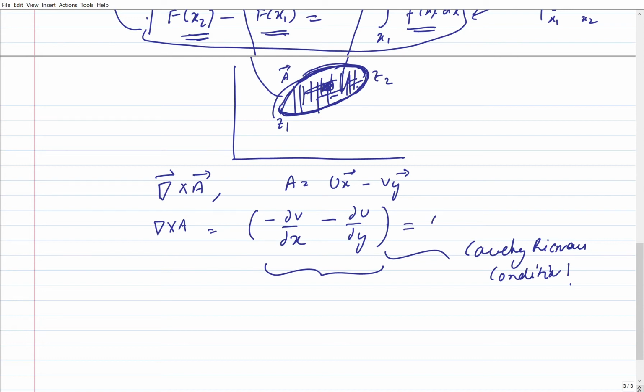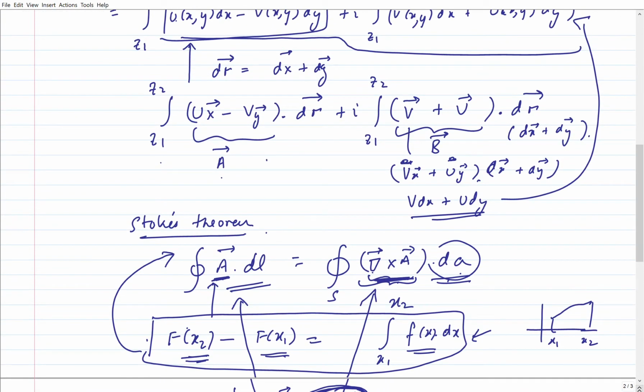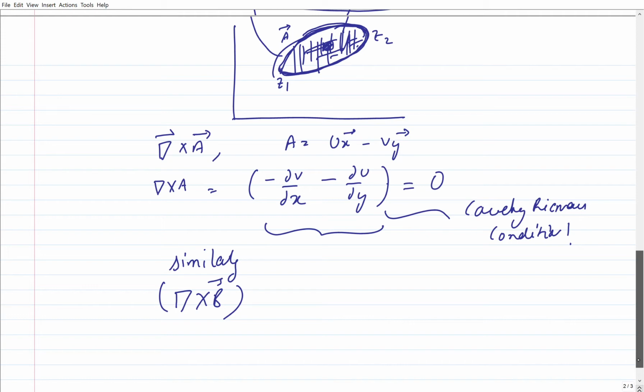And if the function is analytic, this is 0. Similarly, I had the curl of b. So I was just representing this particular integral using the Stokes theorem. I have the b guy, this guy, which was v plus u. And that would precisely give me what I want.